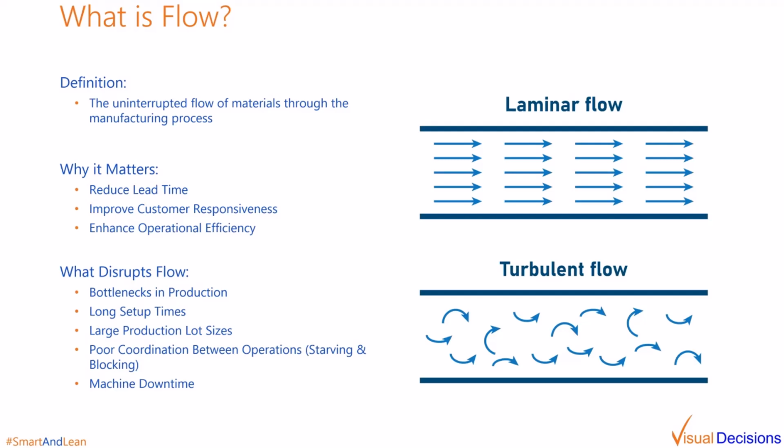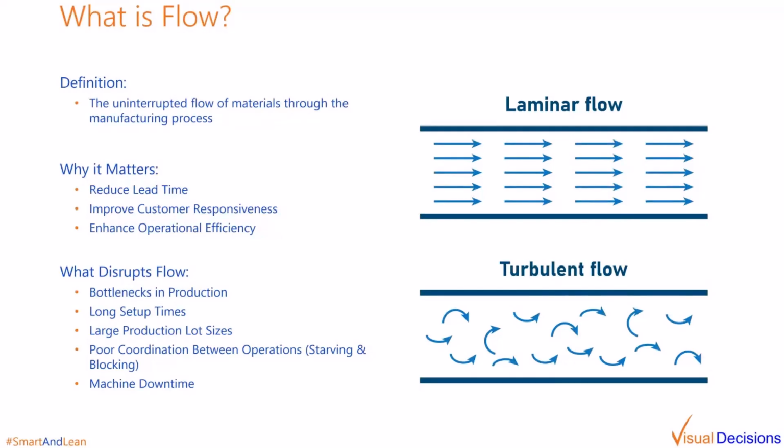Achieving good flow through the plant is very beneficial. It helps to reduce manufacturing lead time since materials are not sitting around waiting. It helps to improve customer responsiveness, particularly if we can reduce lot sizes and setup times. And additionally, it will lead us to overall increased operational efficiency.